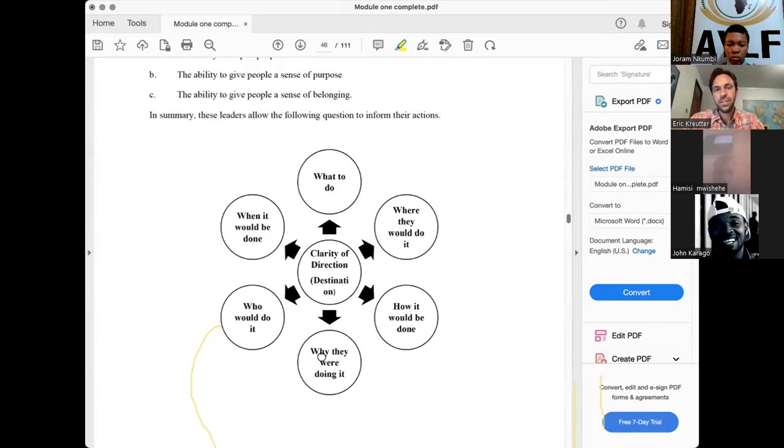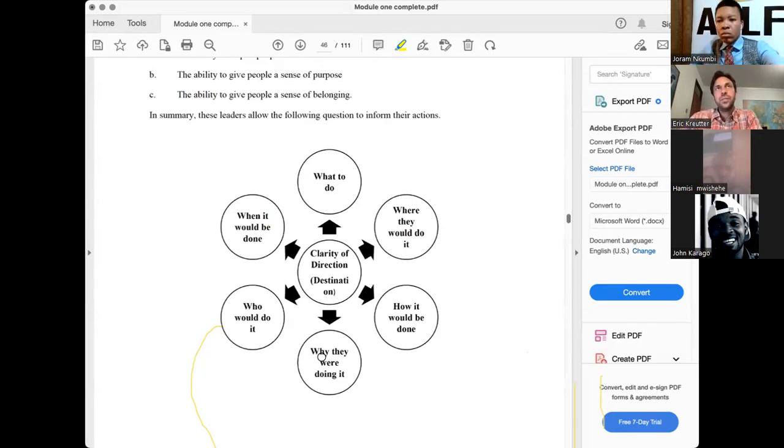And the question here is really: what is your leadership? What is it that you're trying to do? How are you going to do it? Why are you doing it? Who will do it with you? When will it be done? Where are you going to do it?